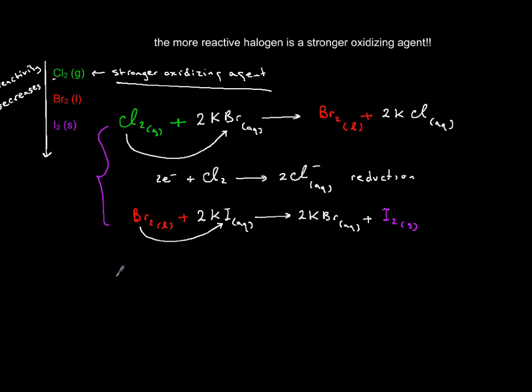Now vice versa doesn't work. For example, if I put bromine into an aqueous solution of potassium chloride, there should be no reaction, because bromine is not stronger than chlorine in terms of oxidizing agent or reactivity. So non-metals, we tend to call them oxidant or oxidizing agent, metals reductant, and we can have a reactivity series going for them.